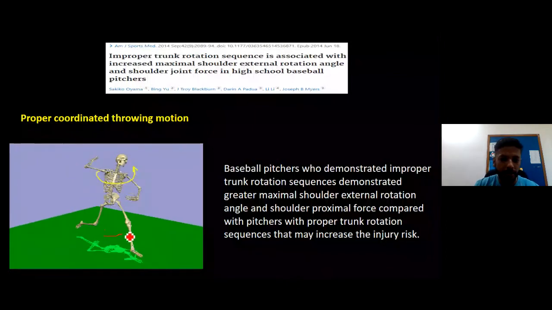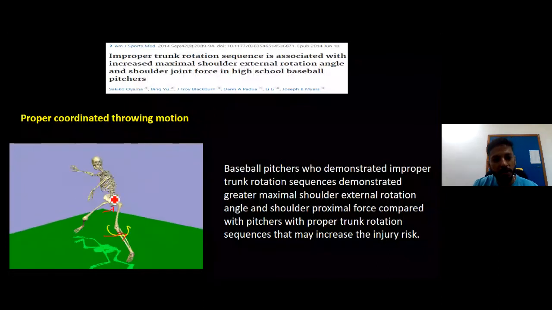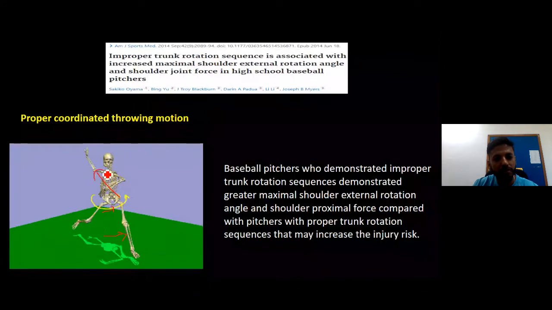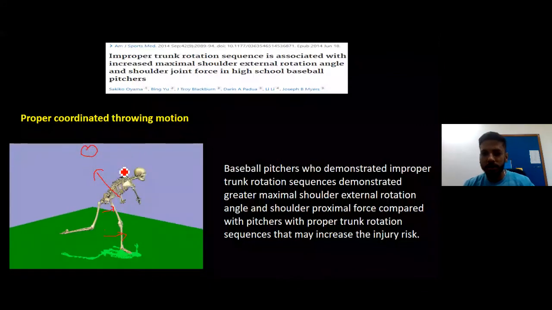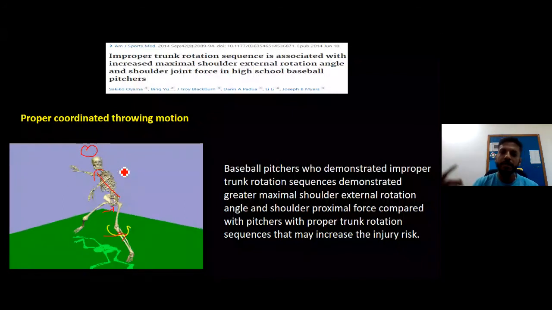So the first part is the lower limb movement, then the pelvis should move. So that force will be transferred by your core muscles to the shoulder. Finally, that force is transmitted to the implement, whatever you're using, whether it is a javelin throw or pitching or whatever, or even a tennis serve. So there should be a sequence.